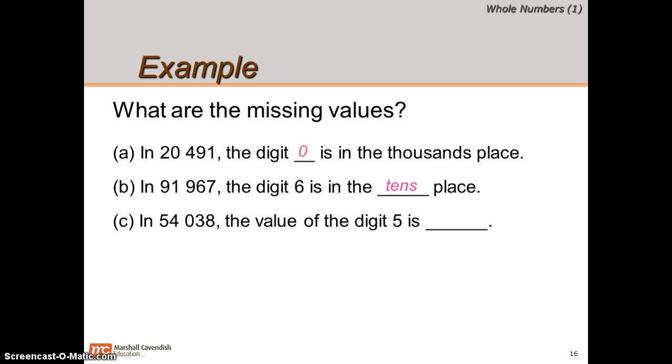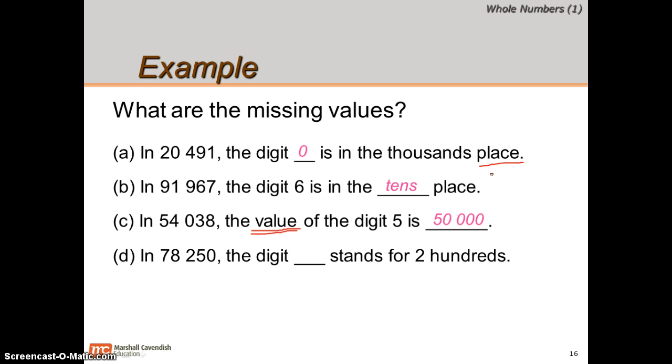In 54,038, the value of digit 5 is... Natalia. 50,000. Are you sure? Jeffy. It is asking about the value, so it's 50,000. Nathaniel was correct. I'm just testing him. It's asking you about the value, how much it represents, not the place. Remember, it's asking about values.